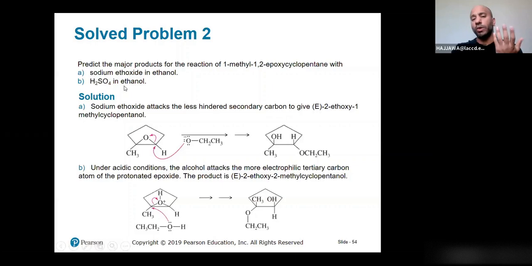What happens if I have H2SO4 and ethanol? Well, protonation will happen first, and the ethanol will attack the more substituted carbon because it's an acid catalyzed approach, and that will end up making basically the structure that you see in front of you here.